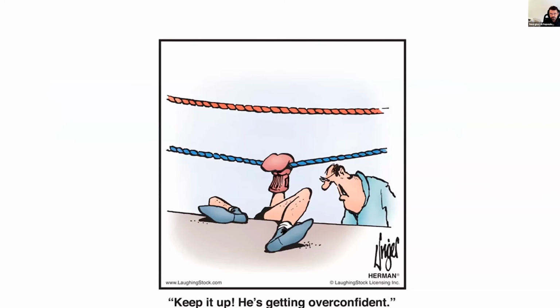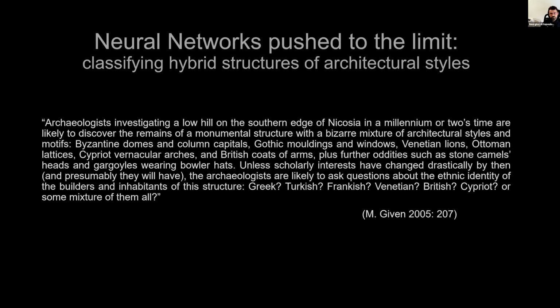And I say that it's even harder because, as many of you might know, there are very few examples of built heritage in Cyprus that are not conglomerates, that are not mixtures of different styles, or that have not been transformed by interventions through the centuries. As it has been put very nicely by Michael Given, in the future, archaeologists in Cyprus might find a very bizarre monument that would be a mixture of architectural styles, including Byzantine domes and column capitals, Gothic moldings and windows, Venetian lions, Ottoman lattices, Cypriot vernacular arches, and British coats of arms, which would make the archaeologists of the future wonder about the identity and the culture of their builders.